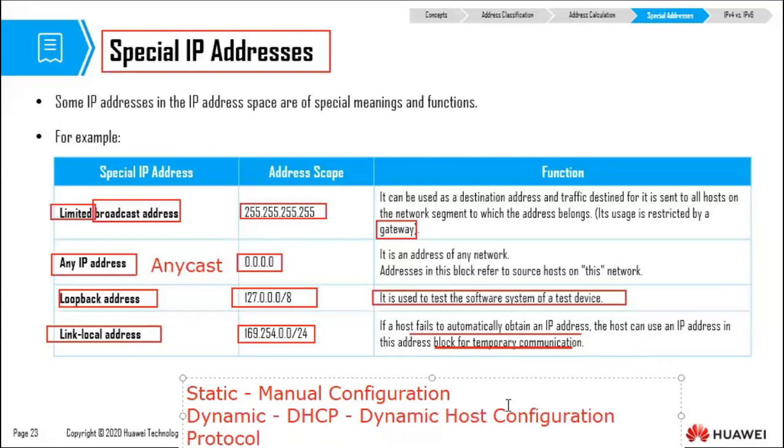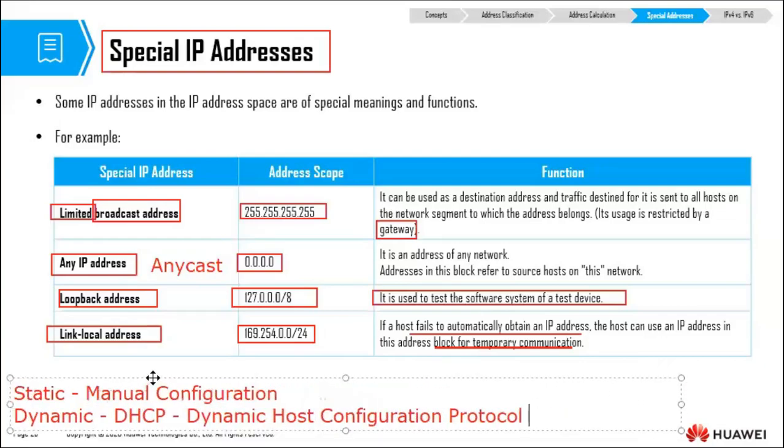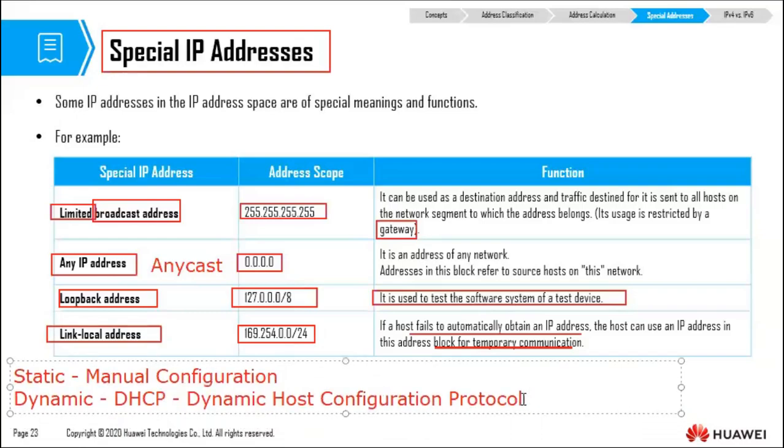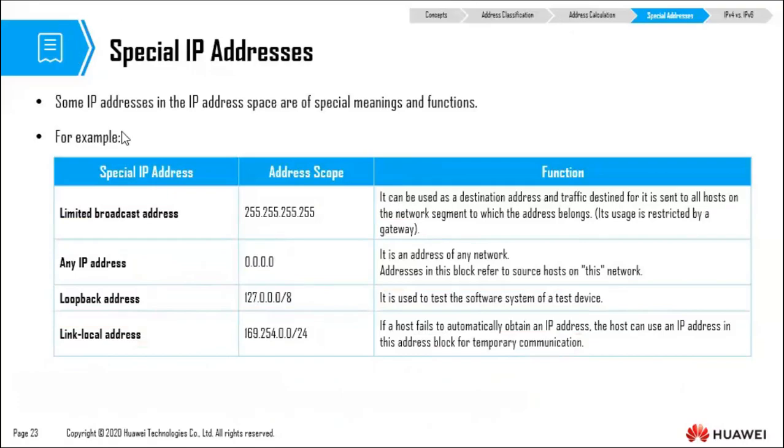So what a link local address does is this. You've configured a machine to receive an IP address automatically. But the DHCP server is down. Maybe it has crashed or gone off. So when that happens, your machine can pick one address within this range and use it temporarily. Are we together? So that is what we call a link local address. So don't forget that: 169.254.0.0/24.